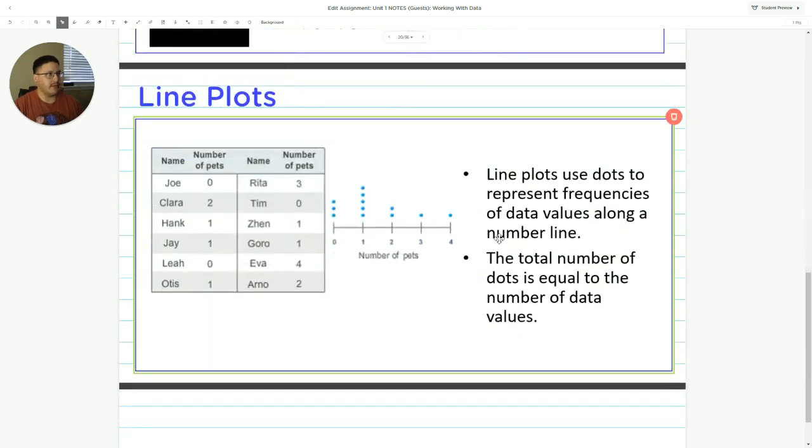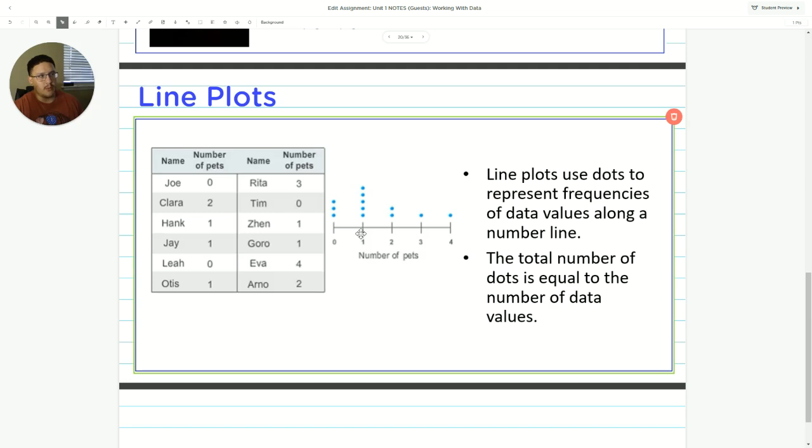Okay, line plots. Line plots use dots to represent frequencies of data values along a number line. The total number of dots is equal to the number of data values. So we have a table of number of pets. Their names are irrelevant in this case. We're just trying to figure out how many had 0, how many had 2, how many had 1, etc. Because if you look through the table, you notice that a lot of those numbers repeat. So a different way of representing this data to get a clearer picture of how many people have a certain amount of pets is to use a line plot.